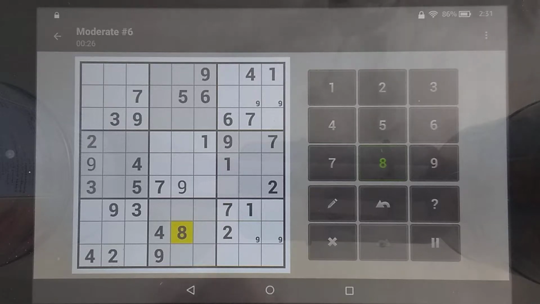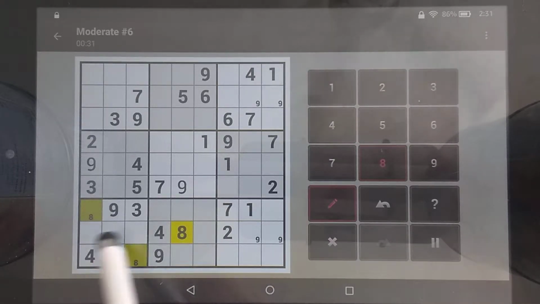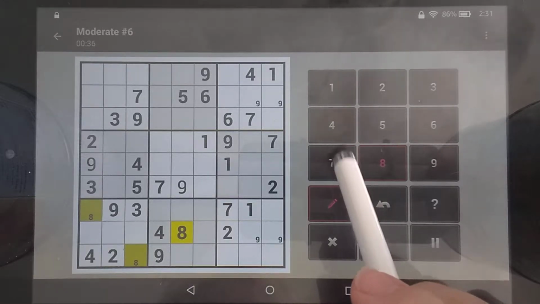On to the 8s. Look at that. Hardly any info on the 8s. We can see that this 8 has to be here or here since that entire row is blocked. Other than that, not a lot of info.